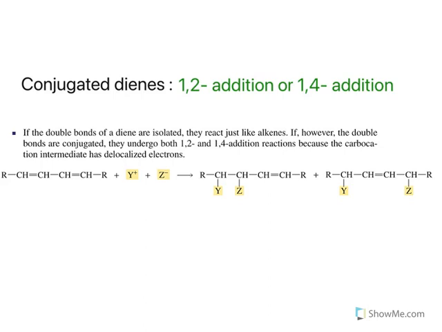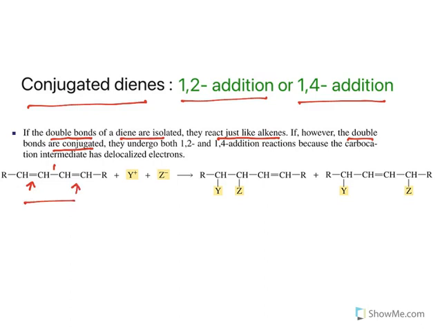Now, moving to the next important one, conjugated dienes. They may give 1,2 addition product or 1,4 addition product. What is happening? Let us understand this one. See, if the double bonds of diene are isolated, they react just like alkenes. If they are separated, they react just like alkenes. But if the double bonds are conjugated, that means a double bond, a single bond and a double bond. This pattern is called a conjugated double bond. Then they may give 1,2 or 1,4 addition products. And this forms because of carbocation intermediates.